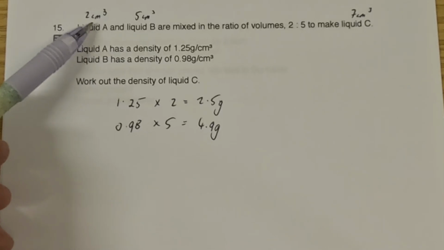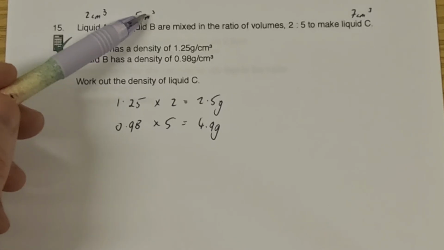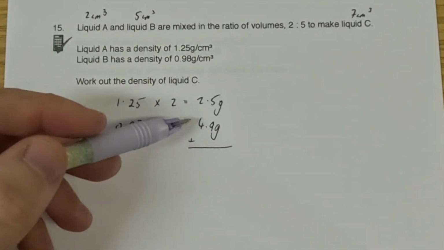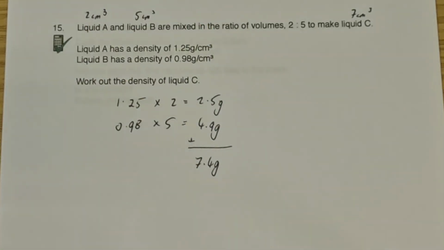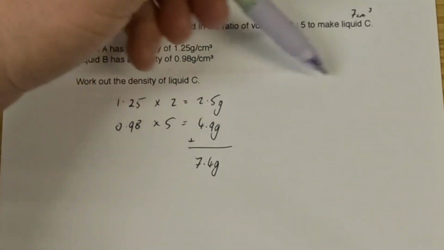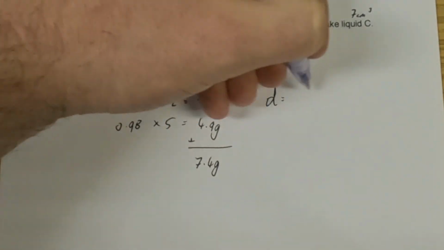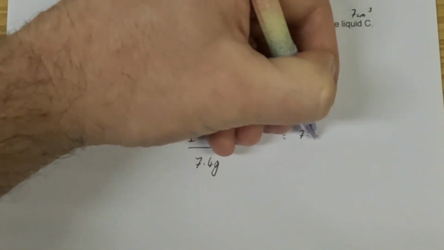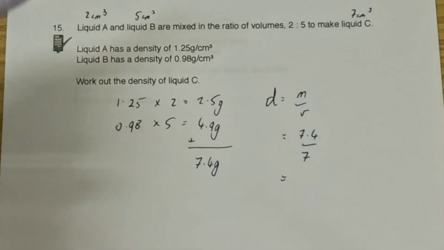So we've now got the mass of 2 centimeters cubed of liquid A, which is 2.5 grams. We've got the mass of 5 centimeters cubed of liquid B, which is 4.9 grams. And if we add them together, that'll be the mass of 7 centimeters cubed of liquid C. So 2.5 plus 4.9 is equal to 7.4 grams. So we now know the mass of liquid C, we've got the volume of liquid C, then we can just divide to find the density of liquid C. So density is equal to the mass divided by the volume. The mass is 7.4 grams, the volume is 7 centimeters cubed, and if we do 7.4 divided by 7, that'll be the density of liquid C.